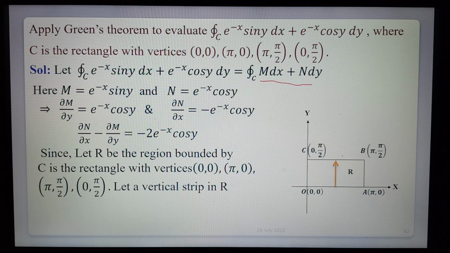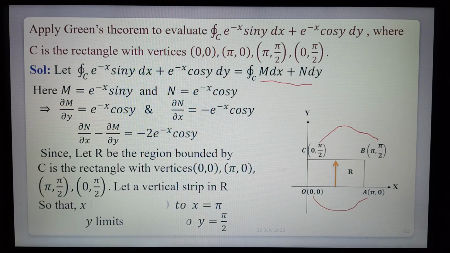The region R is bounded by the 4 lines OA, AB, BC, CO. So in this one, now choosing a vertical strip along the x-axis, x limits here are 0 to 5, y limits y is equal to 0 to y is equal to 5 by 2. That is, x limit 0 to 5, y limits 0 to 5 by 2.